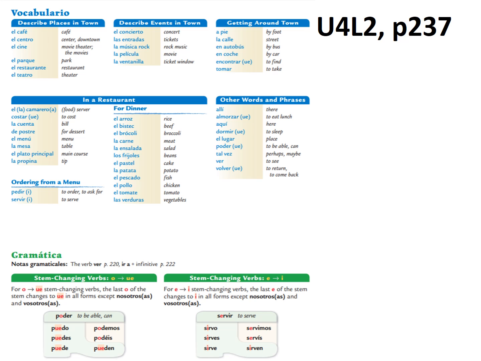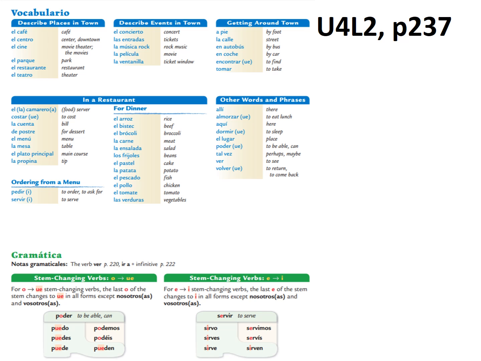Gramática, notas gramaticales. The verb ver can be found on page 220 with a very nice explanation of how to use ver. Veo, ves, ve, vemos, ves, ven. Ir a plus an infinitive is a simple future tense, to go do something. Nice explanation is found on page 222. We are focusing on stem changing verbs, O to UE.